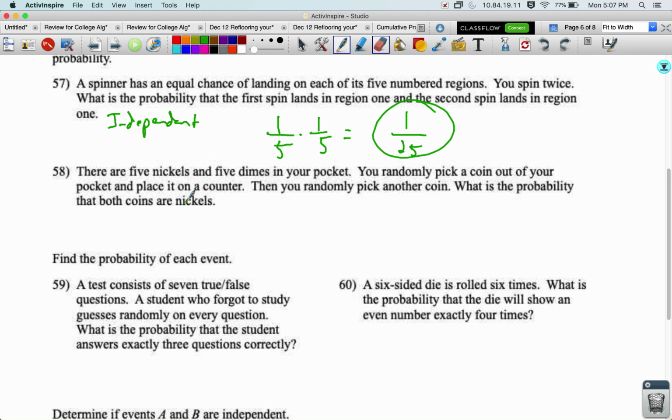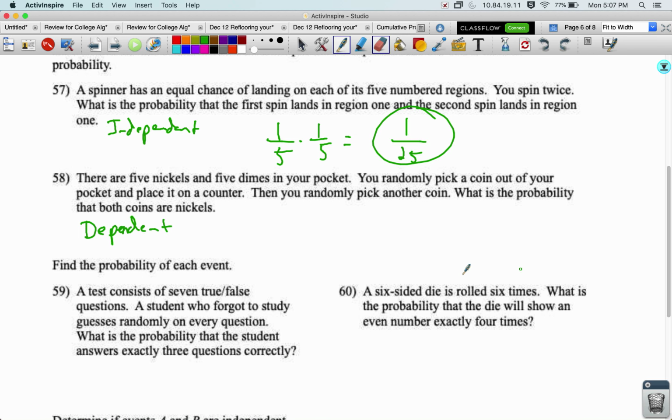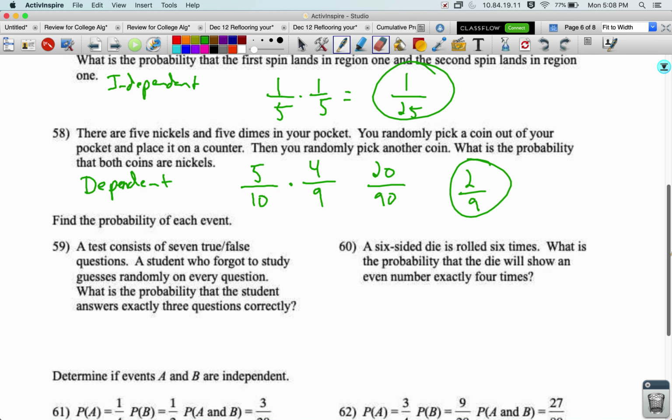All right, there's 5 nickels and 5 dimes in your pocket. You randomly pick a coin out of your pocket and place it on the counter. Then you pick another one. So the first one you draw out will affect the second one. So this is dependent. What's the probability that both coins are nickels? So the probability that the first coin was a nickel was 5 out of 10. But the probability that the second one is a nickel is 4 out of 9 because there's 9 coins remaining, but only 4 of them are nickels, for a total of 20/90ths or a 2/9 chance. All right.